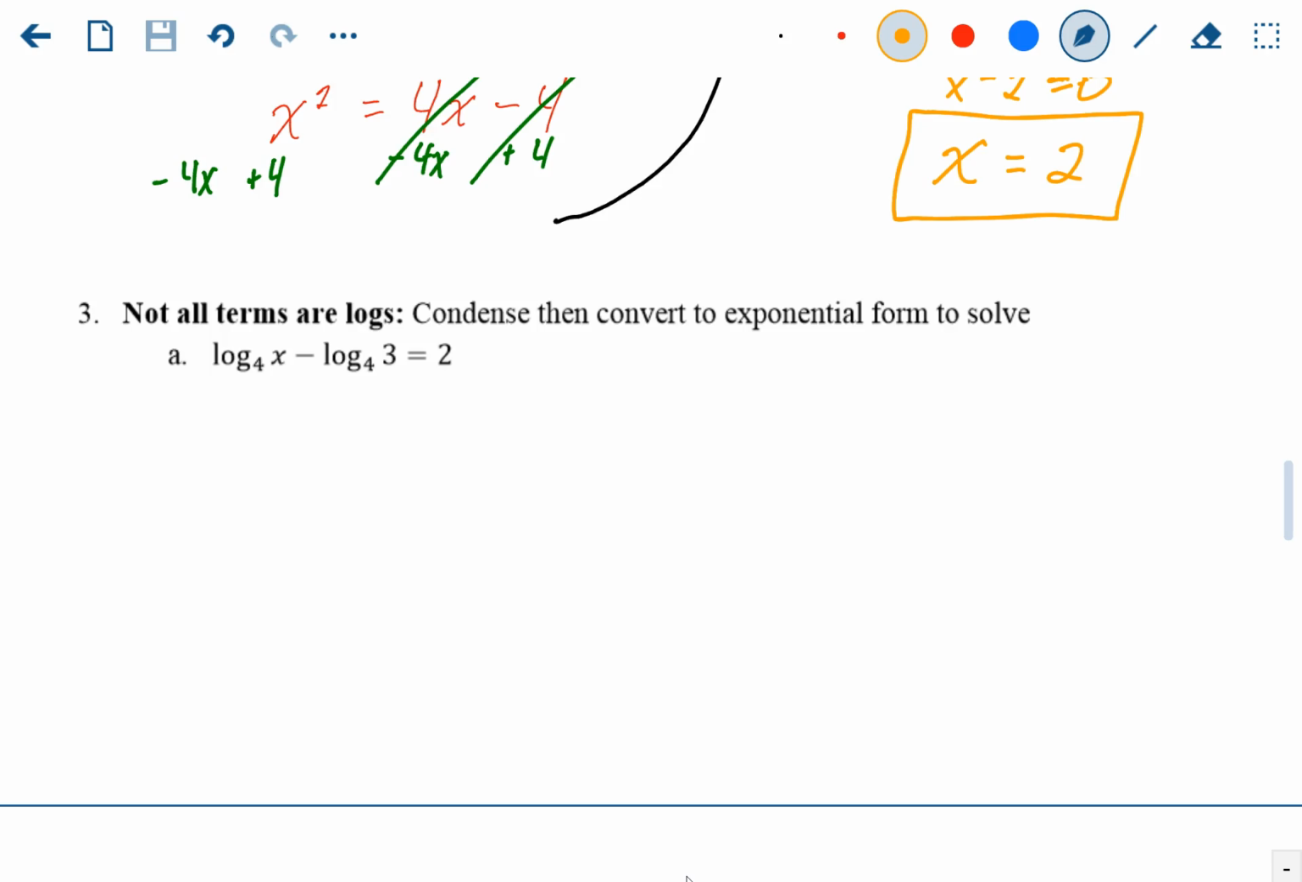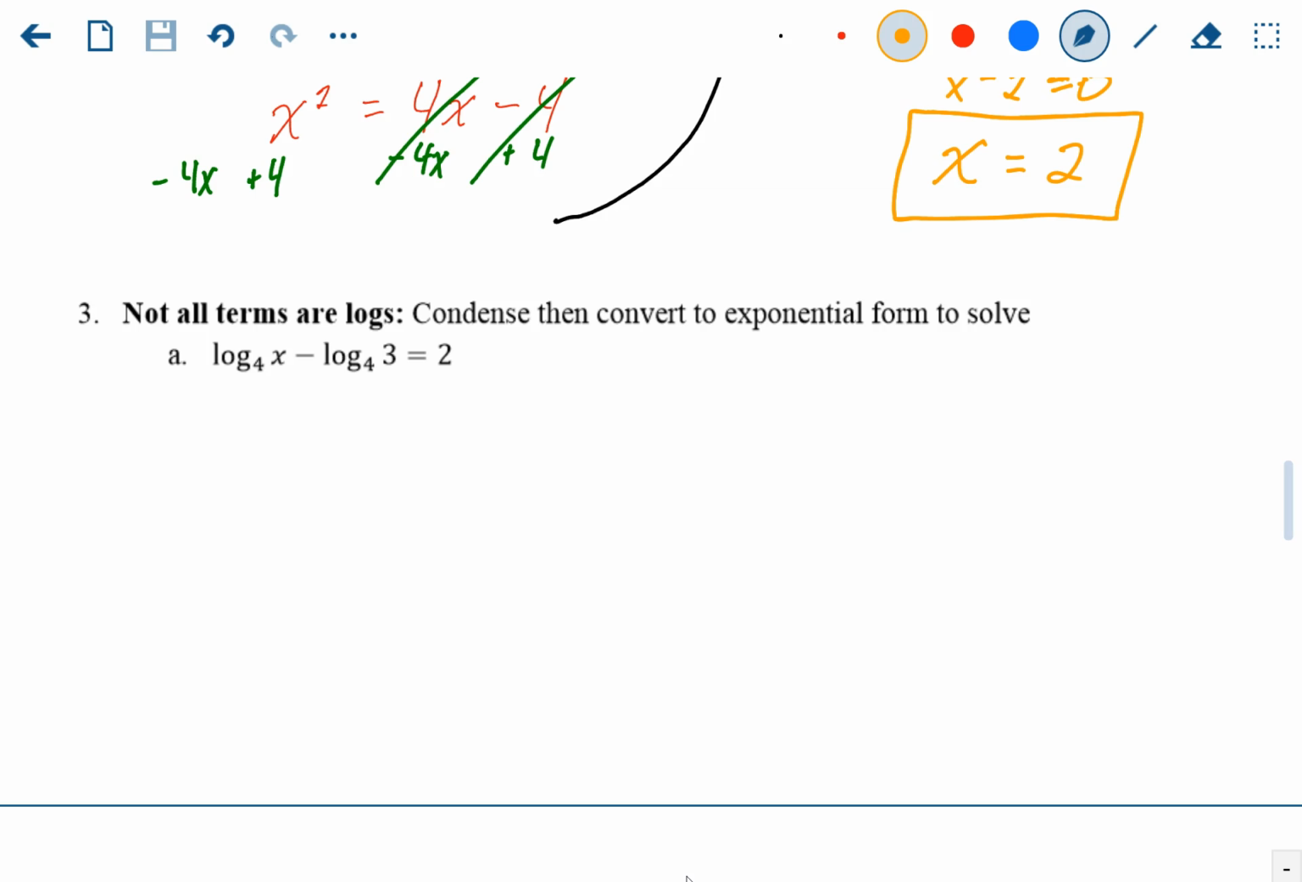All right, guys, this is part three, the last part. This is what happens when you're solving with logs, but not all your terms are logs. The property of equality works if you have a log base something on the left side and log base of that same thing on the right side. But what if you don't? What if something doesn't have a log?